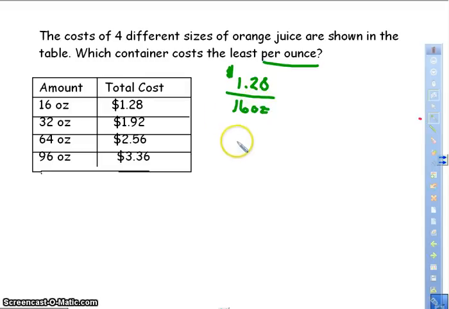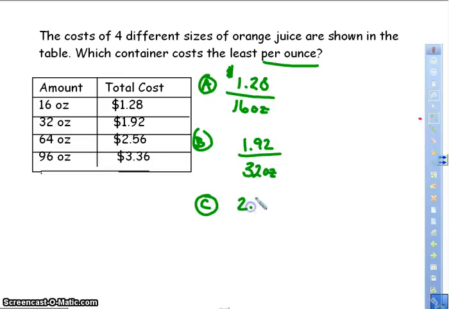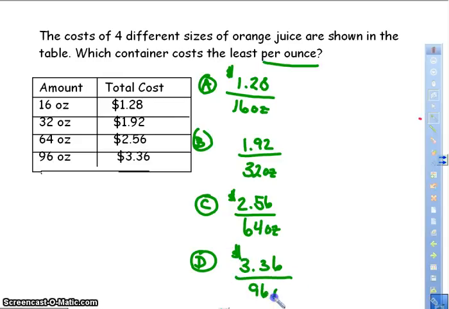I'm going to go ahead and write the rest of them out. We'll call this type A, container A. Container B is $1.92 for 32 ounces. Container C is $2.56 per 64 ounces. Container D is $3.36 per 96 ounces. Okay, and we want to find per 1 ounce. So I'm going to go ahead and start.